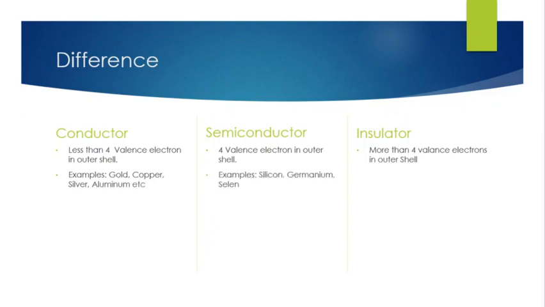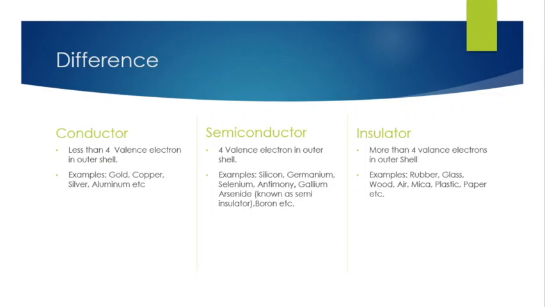Examples of conductors are gold, copper, silver, and aluminium. Examples of semiconductors are silicon, germanium, selenium, antimony, gallium arsenide, known as semi-insulator, or boron, etc. Examples of insulators are rubber, glass, wood, air, mica, plastic, paper, etc.